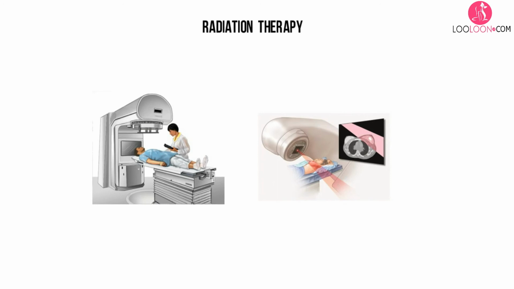A typical course of radiotherapy for ovarian cancer is 5 days a week for 3 to 4 weeks. Common side effects of radiotherapy include diarrhea, constipation, and frequent urination.